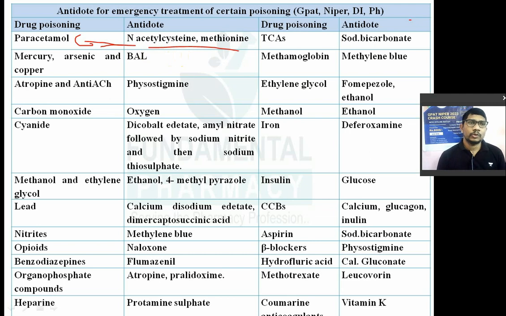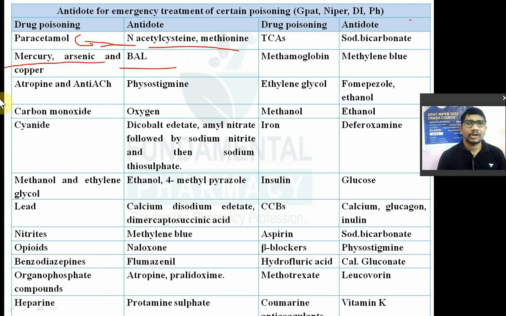Second, if you get a poisoning due to heavy metals like mercury, arsenic and copper, then this is the antidote. BAL is a specific antidote, or it is known as dimercaprol. Dimercaprol is a specific antidote for arsenic, mercury and copper poisoning.